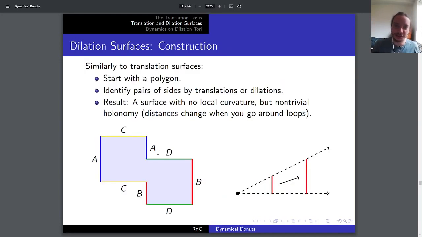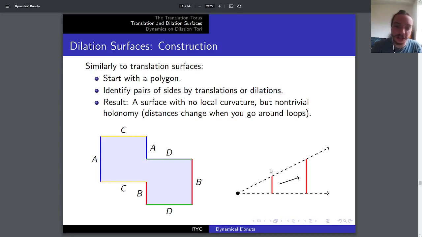All right, so let's move on now to dilation surfaces. We totally understand what happens with translation surfaces, or at least Kerckhoff, Masur, and Smillie understand. So now the question is, can we generalize the idea even further? So what we're going to do this time is change how we identify the sides. It's similar to translation surfaces, where we start with a polygon and identify pairs of sides. And we're still going to allow translations, but now we're also going to allow dilations.